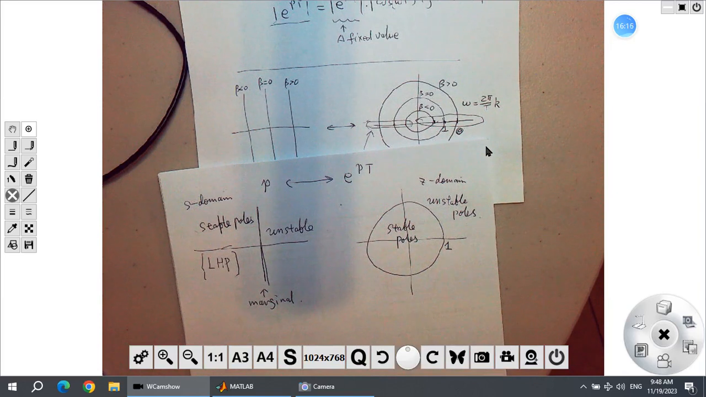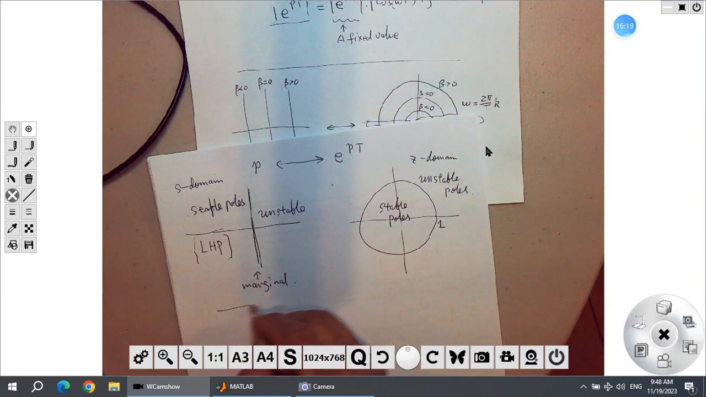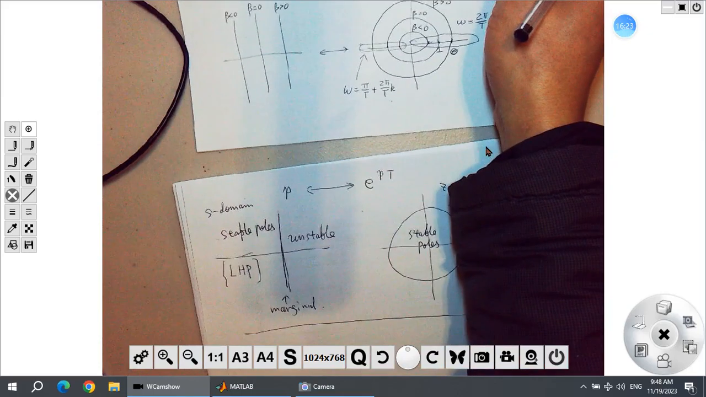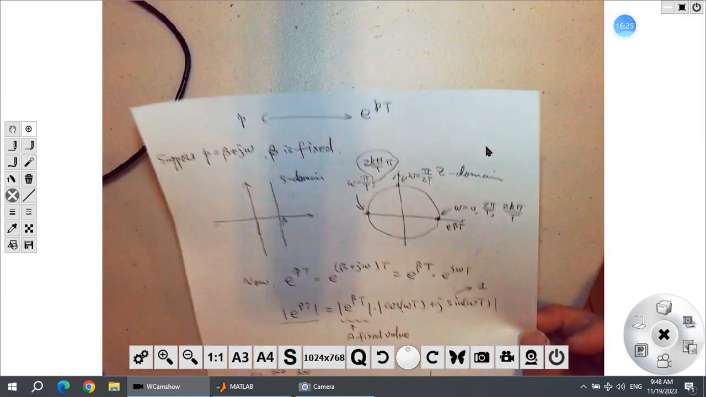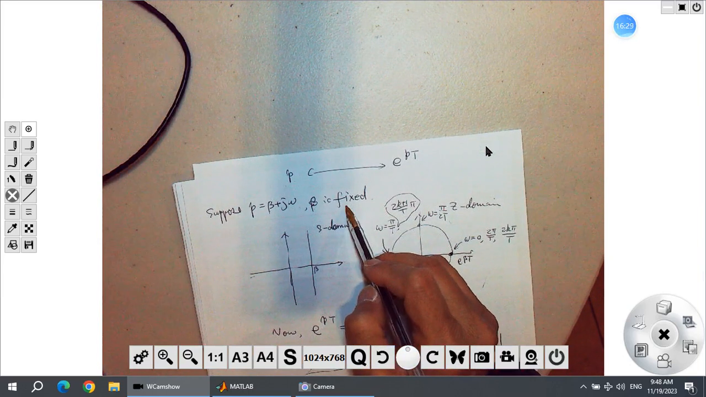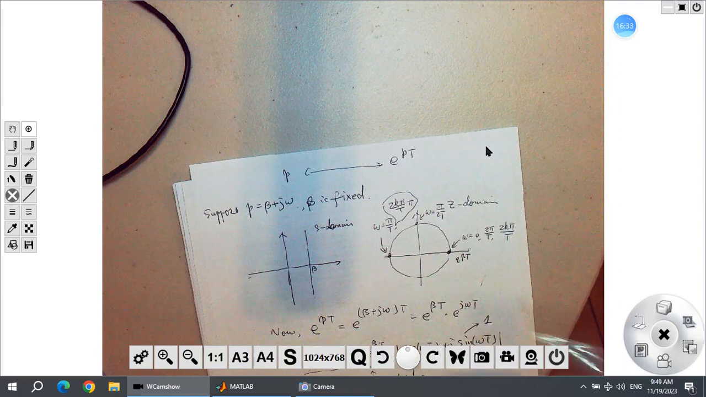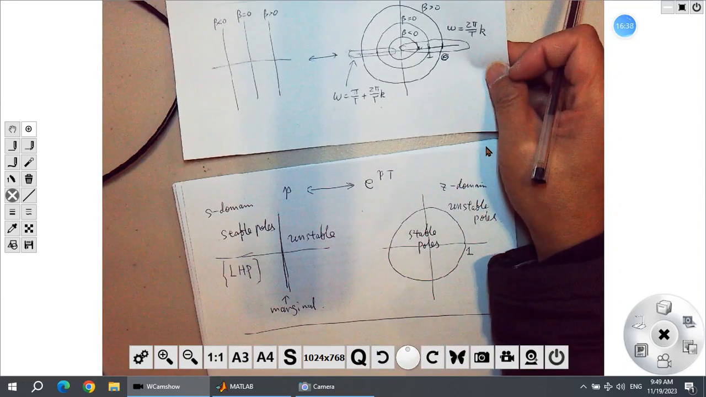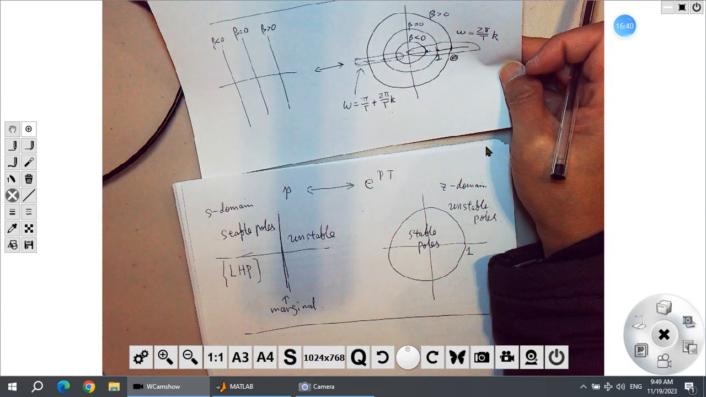So this is for the stability. Okay, now we look at them in another way. Right here, I say beta is fixed. Then we can consider omega is fixed. What will happen? Here, do we have more things relative?